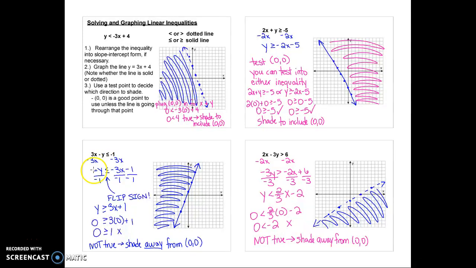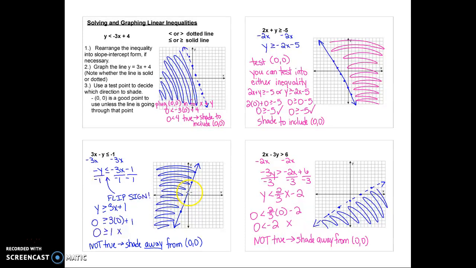Because now you need to divide everything by a -1. Which, with an inequality, remember when we divide by a negative, you have to flip that inequality sign. So your new inequality becomes y is greater than or equal to positive 3x plus 1. Then you graph it just like normal.